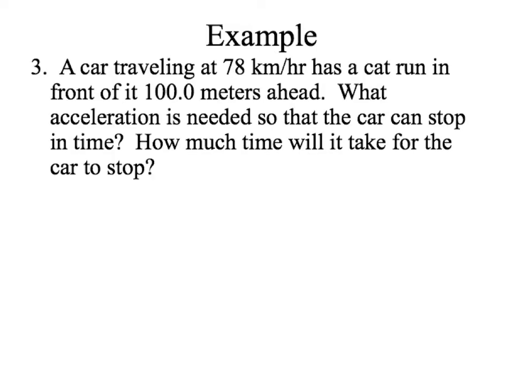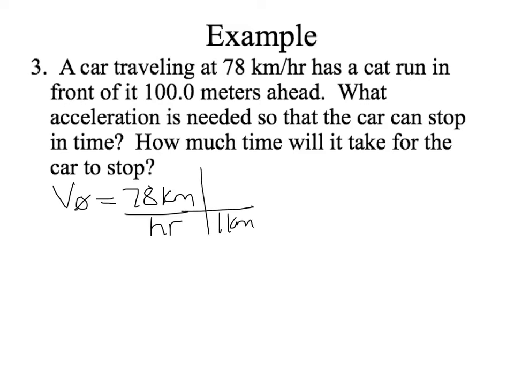Okay, here's another one that we could do, and we're traveling at a velocity, the car is, of 78 kilometers per hour. Now, we want to make sure that we are always in meters and seconds. So I need to change this. So don't forget your dimensional analysis. And we're going to go ahead and convert that by going 78 times 1,000 divided by 3,600. So 21.7 meters per second.